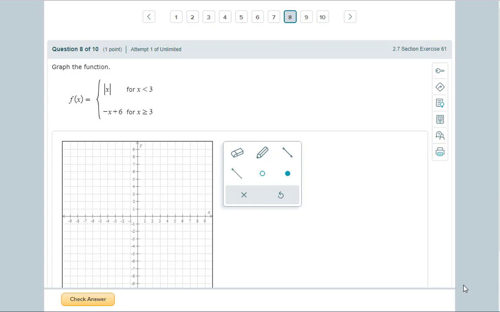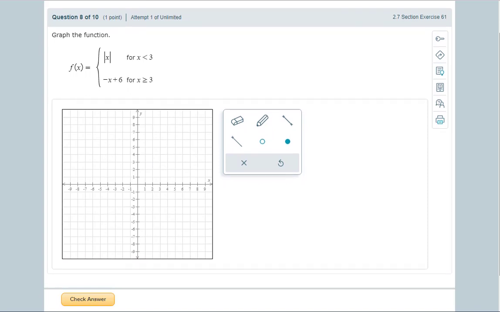Welcome to Math 1314. This is section 2.7, and we're looking at the last three homework problems live in Connect Math so that you can actually see how to go about graphing these. So I'm looking here at question 8. Now, this is a piecewise defined function. It has two pieces. It has a piece that is less than 3, and it has a piece that's 3 and bigger. So we have to know a little bit about what each piece looks like.